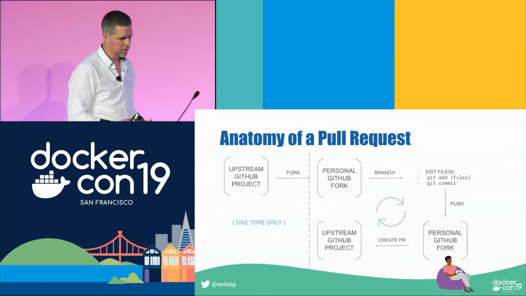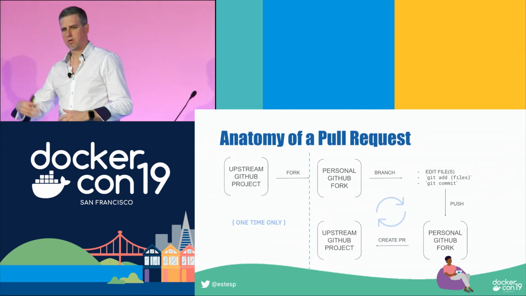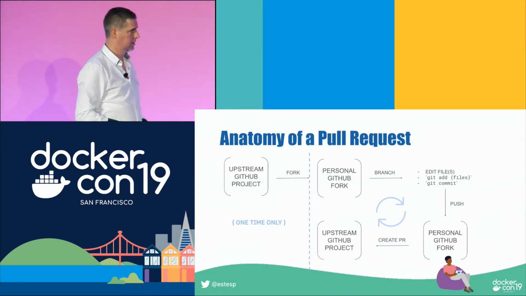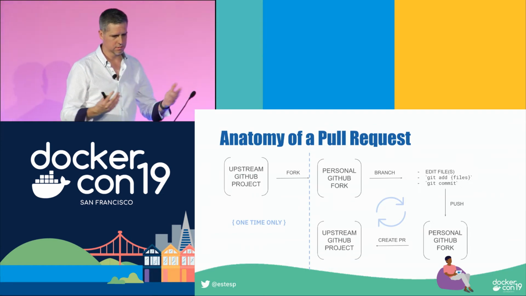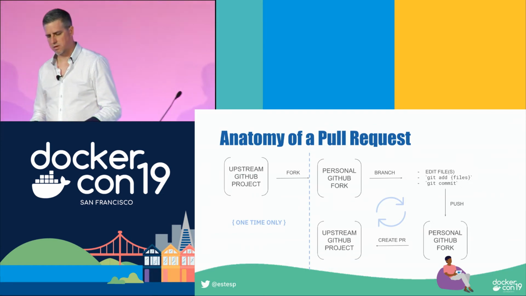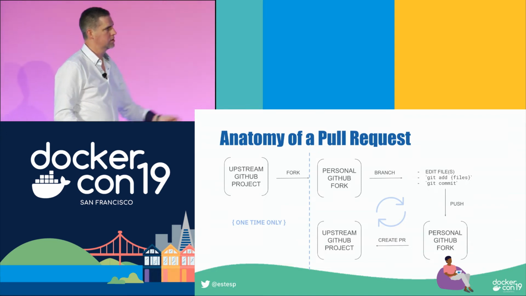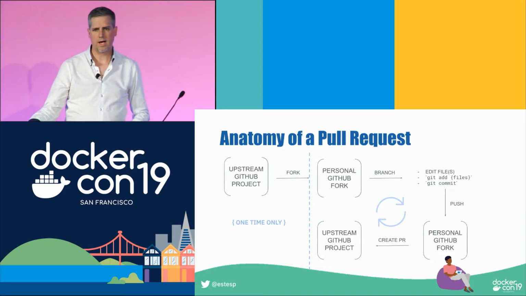Within that personal fork, you will create a branch. And again, this is part of the Git philosophy of development. Branches are part of many source code control systems. You'll create a branch, you'll edit files, and you'll use commands like git add.